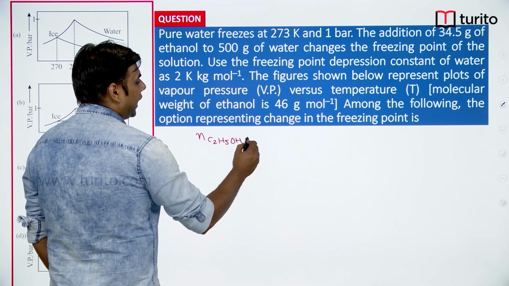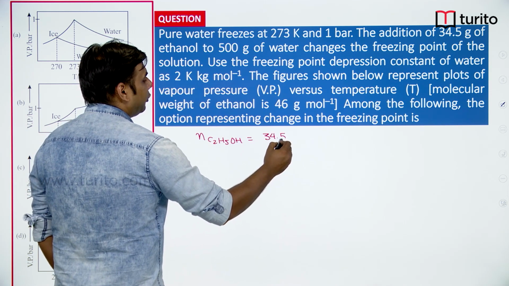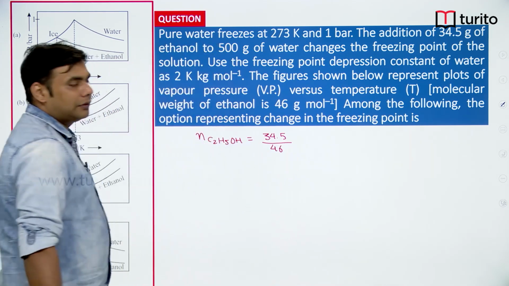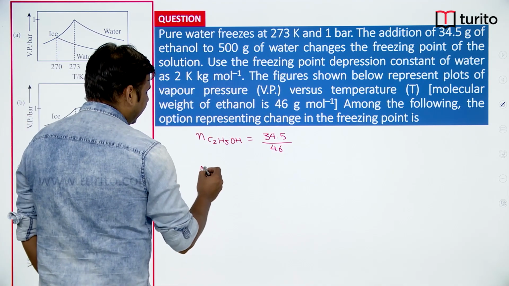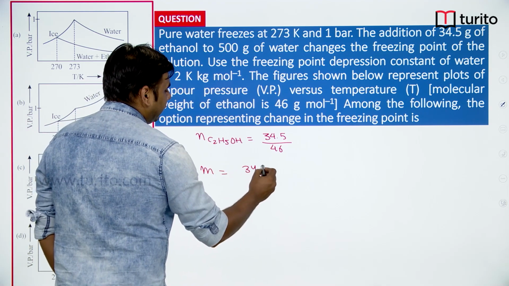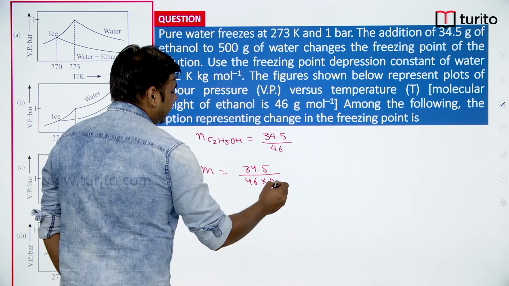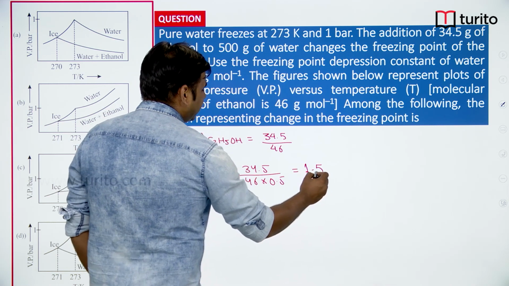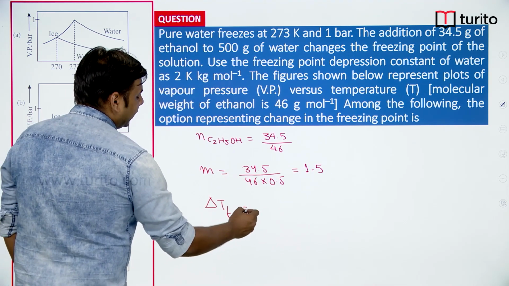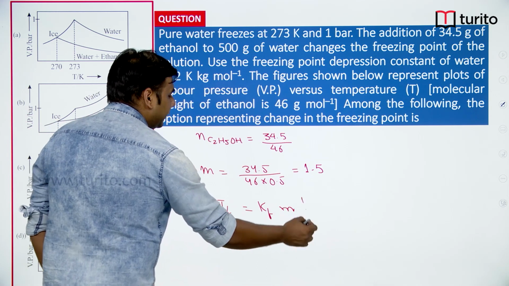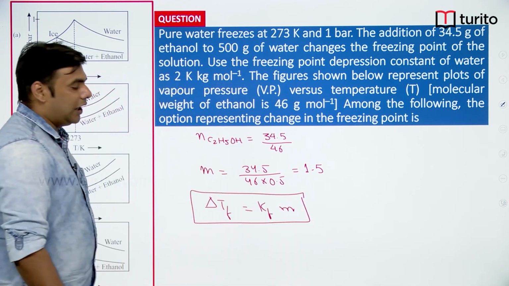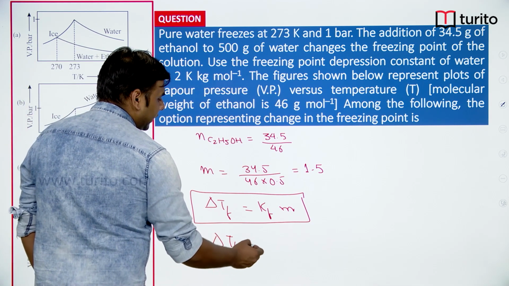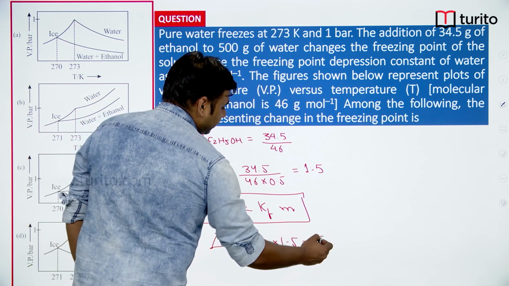So number of moles of ethanol added would be 34.5 upon 46. If we want to calculate the molality, molality would be 34.5 upon 46 into mass of solvent in kg, which is 0.5. So I think this would come out to be 1.5. So delta TF in this case would be KF into m. Depression in freezing point is always molality into the molal depression constant. So delta TF would become, KF was 2 and this is 1.5, so this would become 3.